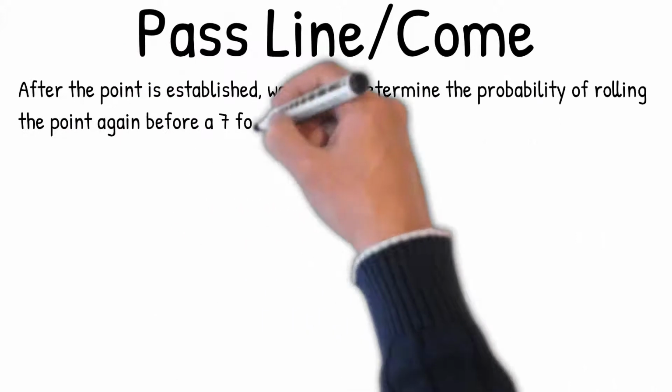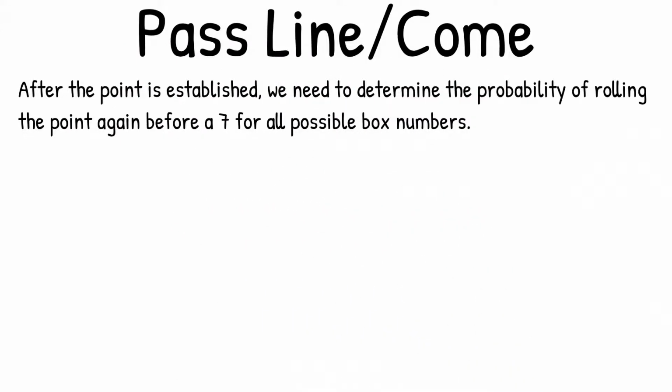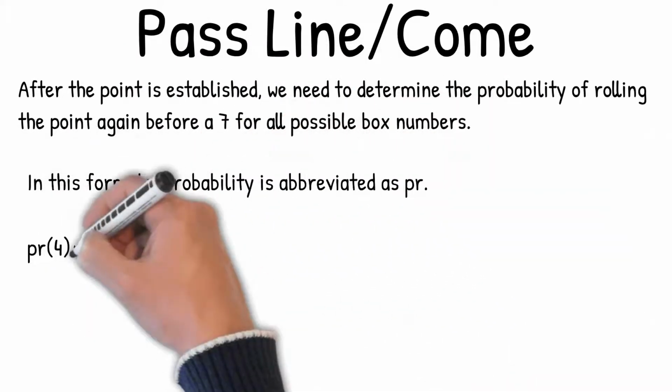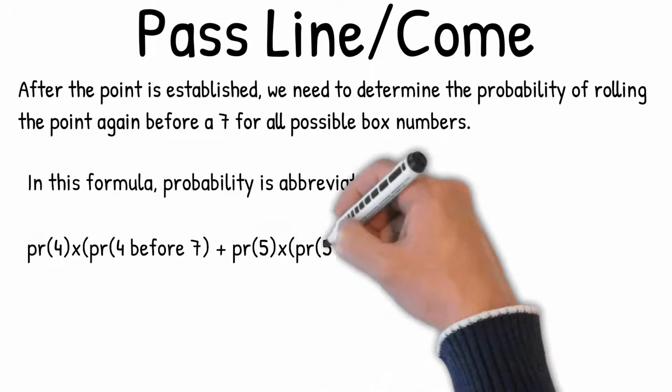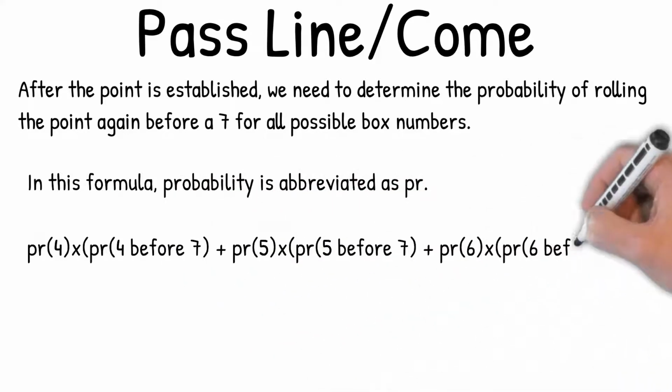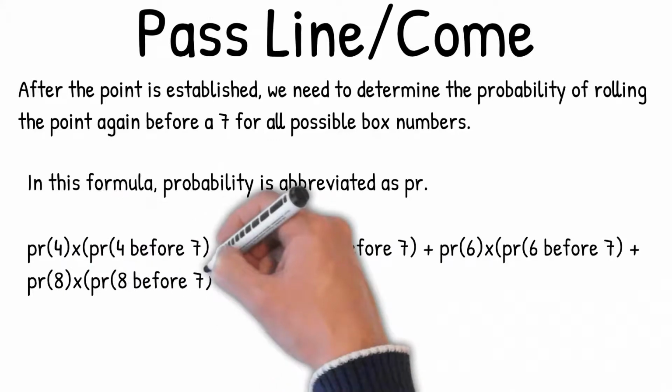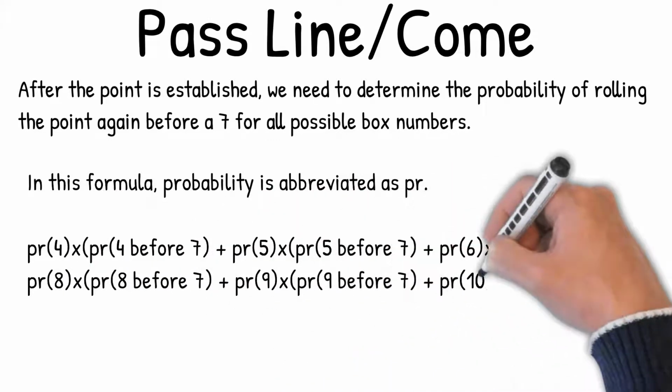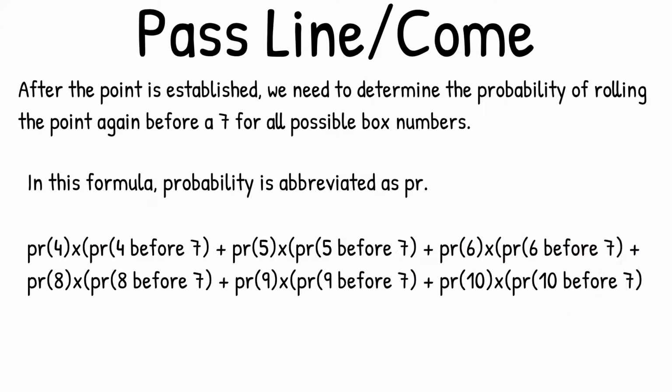After the point is established, we need to determine the probability of rolling the point again before a 7 for all possible box numbers. In this formula, probability is abbreviated as PR. The probability of 4 times the probability of 4 before 7, plus the probability of 5 times the probability of 5 before 7, plus the probability of 6 times the probability of 6 before 7, plus the probability of 8 times the probability of 8 before 7, plus the probability of 9 times the probability of 9 before 7, plus the probability of 10 times the probability of 10 before 7.